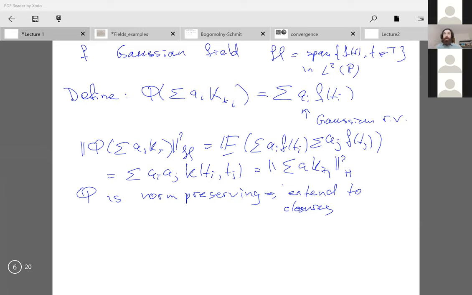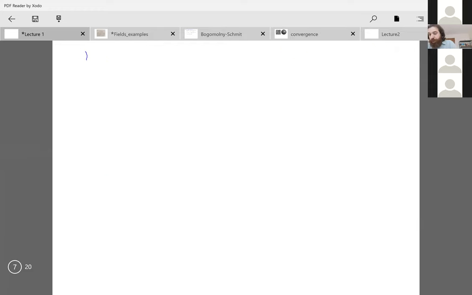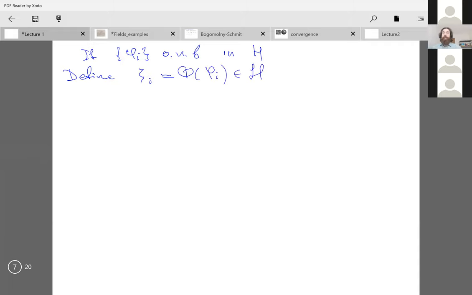Okay. And now we have the following construction. So if we take an orthonormal basis in H, then we can define a corresponding orthonormal basis in curly H. So define psi_i to be just phi of phi_i. So now this is an element of curly H. Now, since our map is norm preserving, it also preserves Hilbert structures. So this is an orthonormal basis. And now if you have random variables in the space of Gaussian variables and they are orthonormal, then it means that they are independent standard Gaussians.